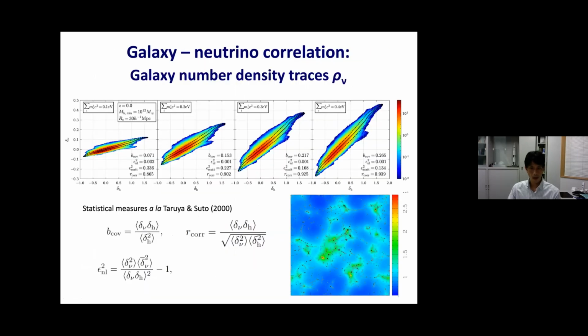Okay, a little bit more involved statistics. This is the neutrino density against the halo number density. So we want to have some tracer of neutrino clumping like this, and it turns out the halo overdensity delta H is a good indicator for the local neutrino overdensity. There's a relatively good tight correlation depending on the exact neutrino mass. Okay, so maybe in the future one can use this relation to infer the local neutrino density field. Okay.